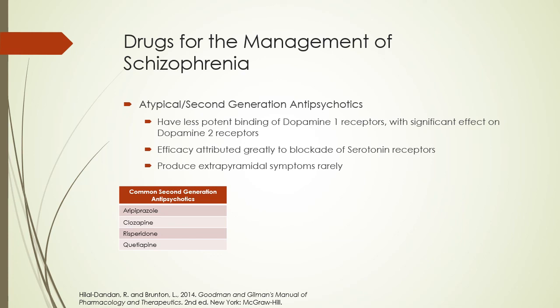But together with all the other second generation antipsychotics, these oral drugs and the second generation antipsychotics in general have the propensity to cause metabolic syndrome, which is hyperglycemia and dyslipidemia, okay, and hypertension.